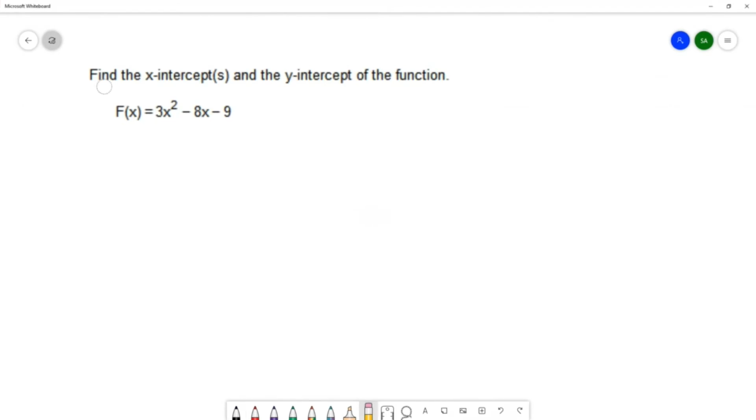On this question, we want to find the x-intercepts and y-intercept of the function. I like to start with a y-intercept because it's a little bit easier. And when we find a y-intercept, we're going to let x equal 0. So I'm going to substitute a 0 into the function that we have. Our function is f of x equals 3x squared minus 8x minus 9. We're substituting a 0 in for x.